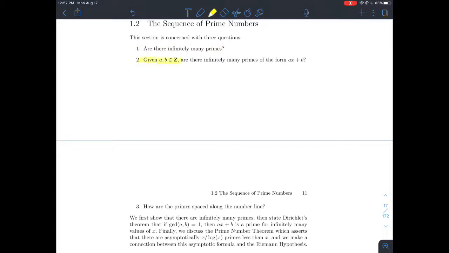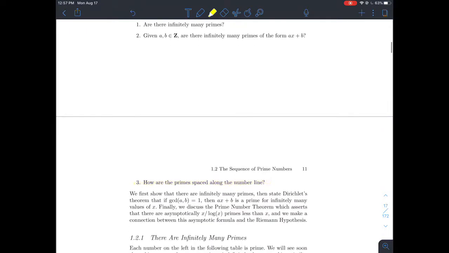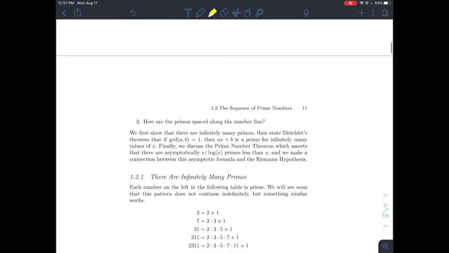Given any two integers a and b, are there infinitely many primes that have this linear form, ax plus b, where x is some other natural number? And finally, how are the primes spaced along the number line? In other words, is there any pattern that governs how the primes pop up as you go farther on the number line? So we'll look at the first one here.